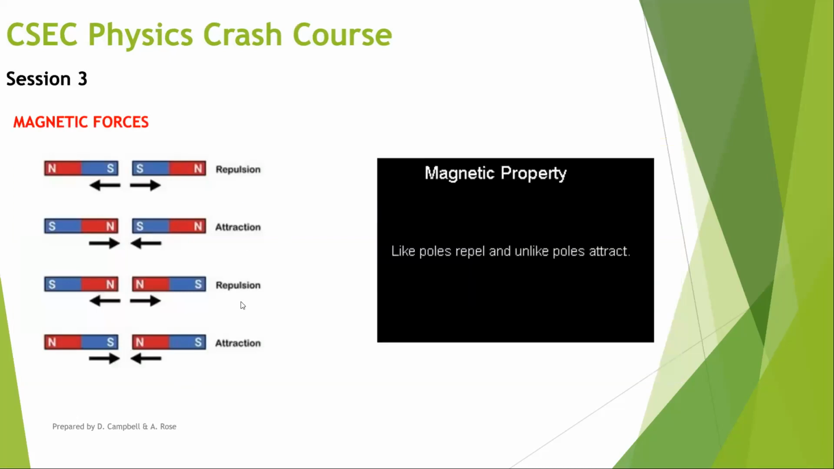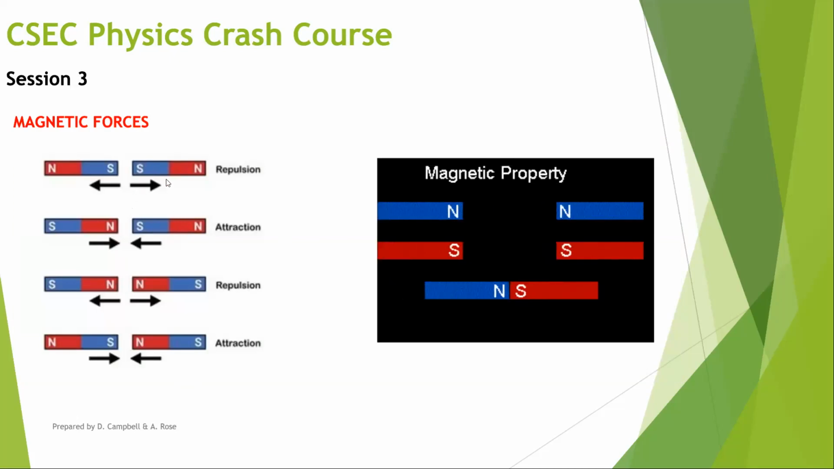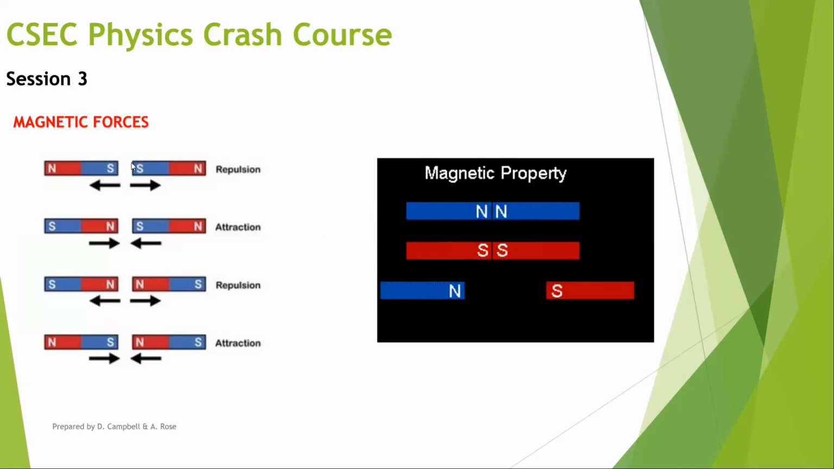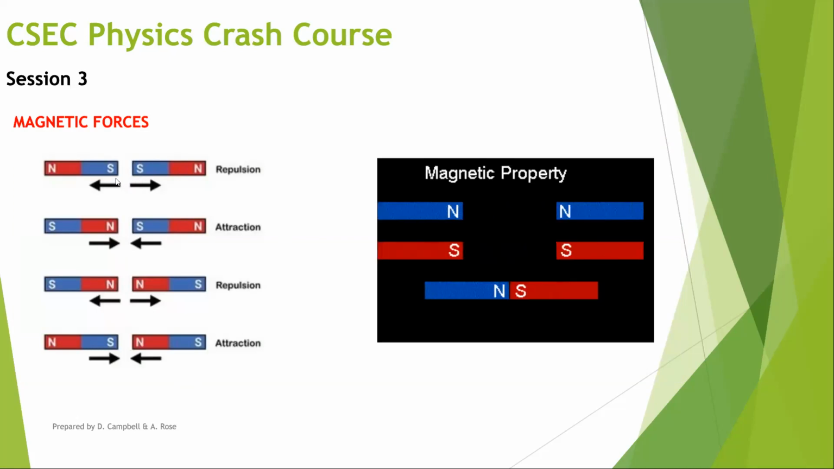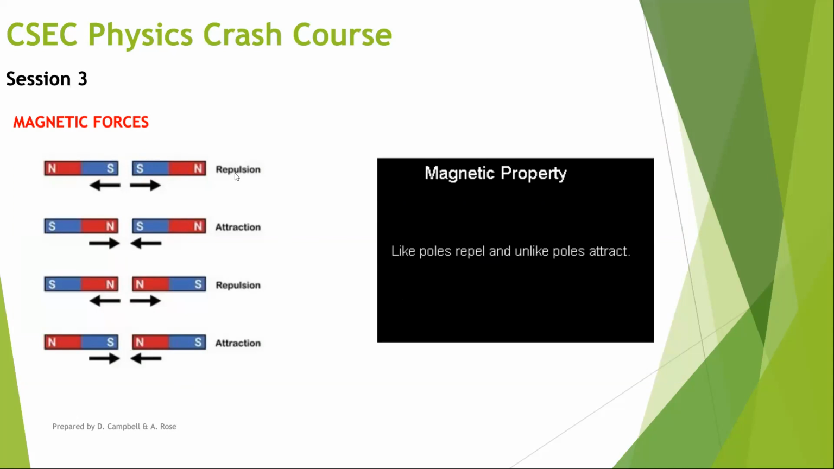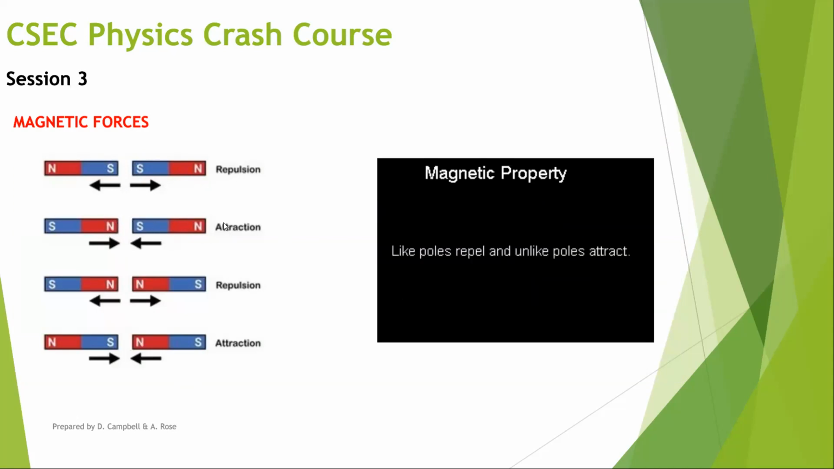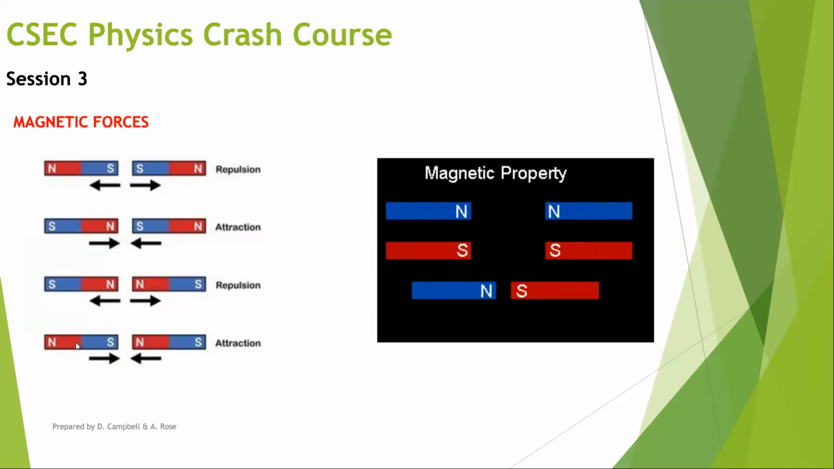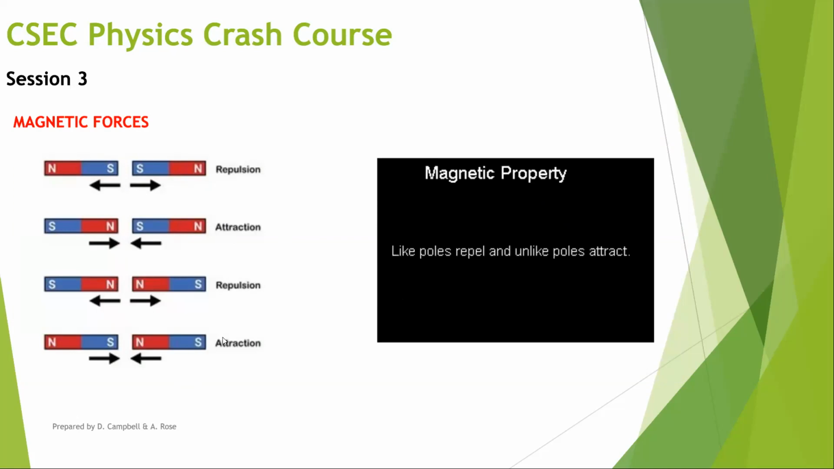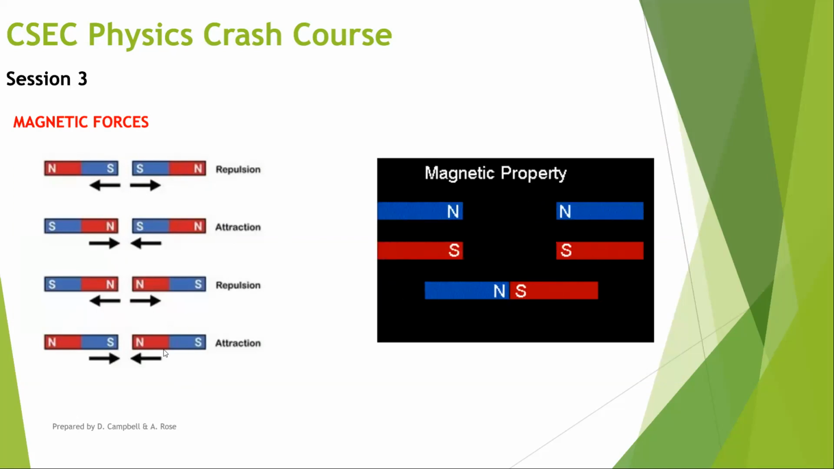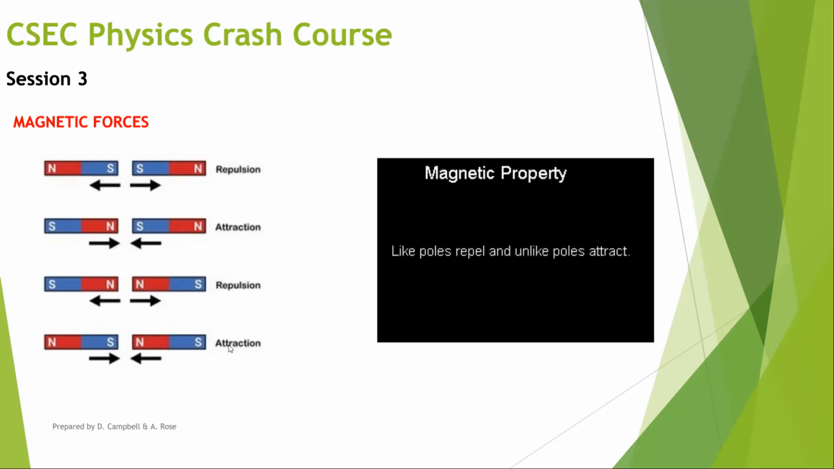So we have an illustration of magnetic forces. If two S poles are facing each other or aligned with each other, we get repulsion. But if an N and an S are aligned, we get attraction. N and N, repulsion. S and N, attraction.